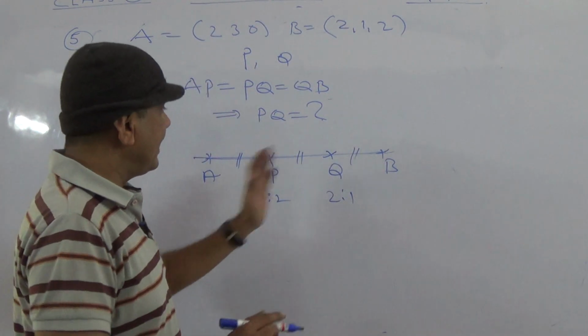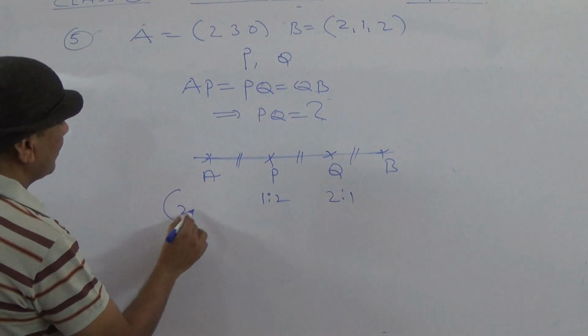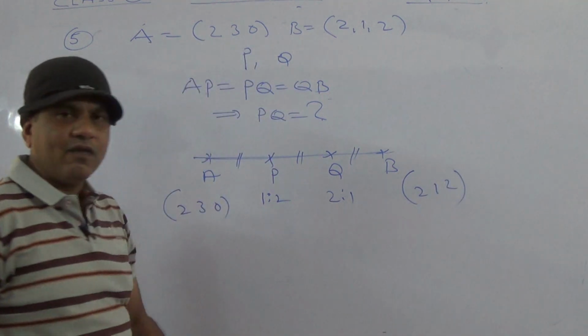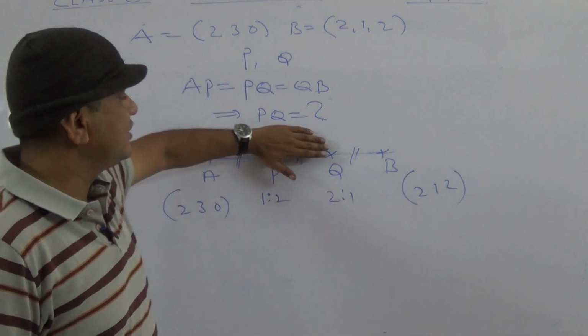Here A and B are given. A is equal to (2, 3, 0). B is equal to (2, 1, 2). Now we want to find the distance PQ.